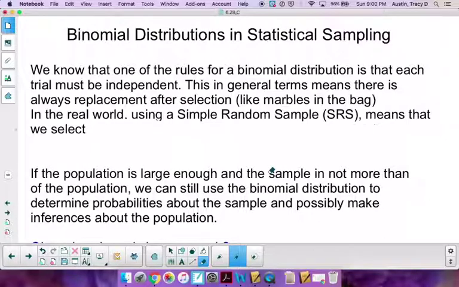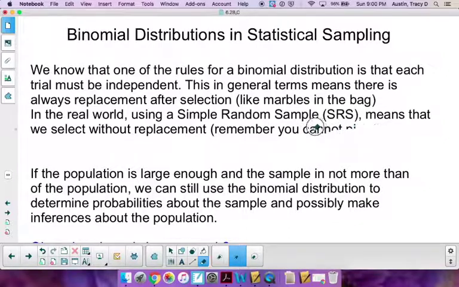Now, here's the fun part, not in general terms. In the real world, if we're using a simple random sample, which is our best bet when we're talking about a population, and we're talking about people, that means we select without replacement, right? You can't have the same person twice. You can't pick the same person twice.